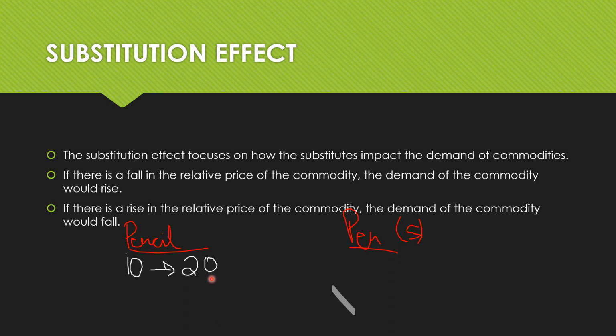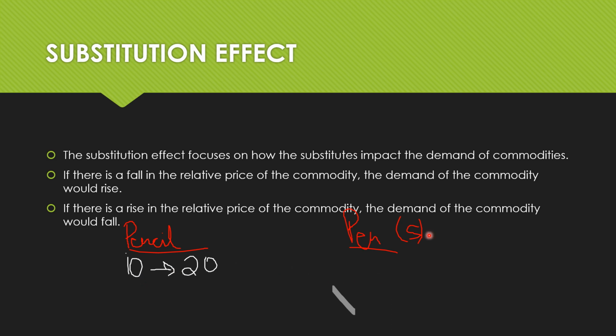Let's understand this better with an example. Let's say I am a seller of pencils, and at 10 rupees I am selling. My demand for pencils is 20. So the per unit price of my pencil is 10 rupees, and there are 20 consumers who are purchasing pencils from me. And I'm very happy at the place I am in.